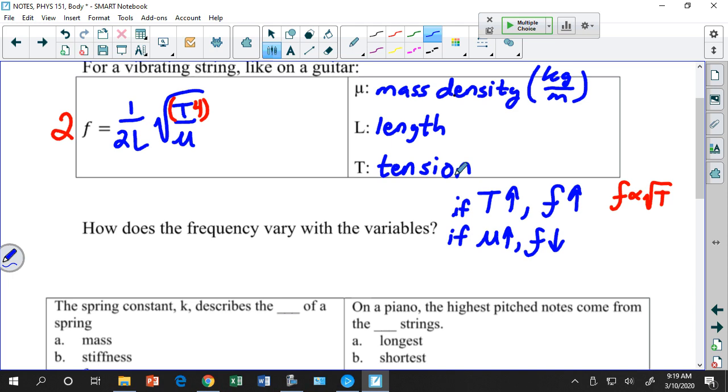Y'all play stringed instruments? Piano, guitar, ukulele, yeah? So have you ever seen the lower pitched strings on any of those instruments? What do they look like? They're thicker, right? They have a bigger what? They have a bigger diameter. They have a bigger what in this equation? Tension. No, they actually don't have a bigger tension. They can have the same tension, or they might even have a lesser tension. But the physical property of the string is different in what way?